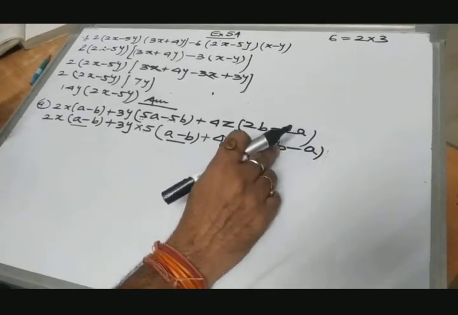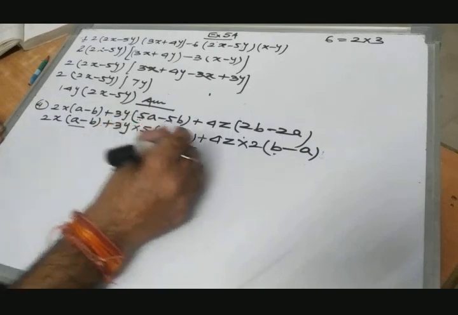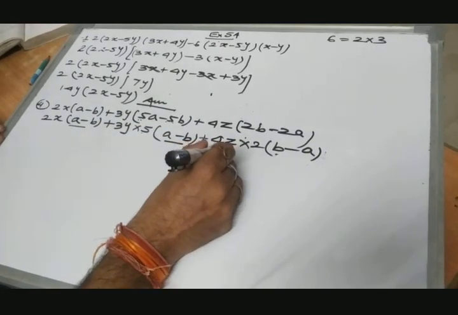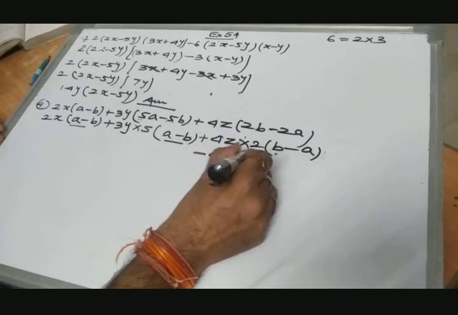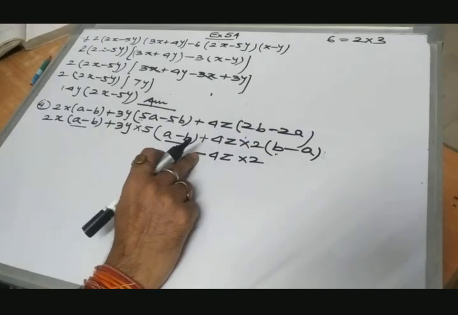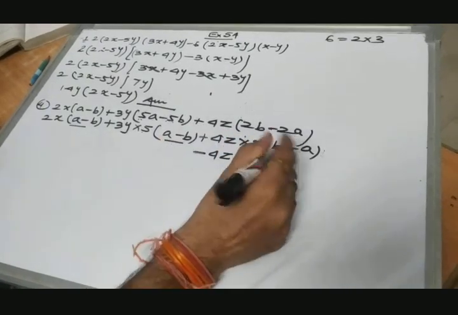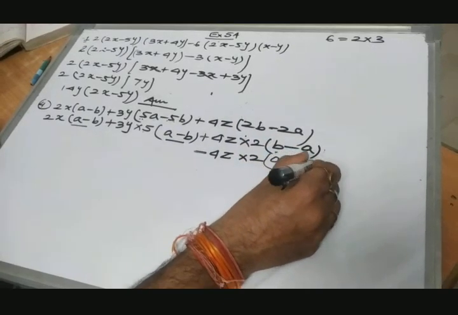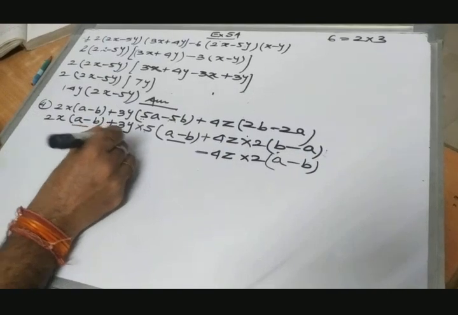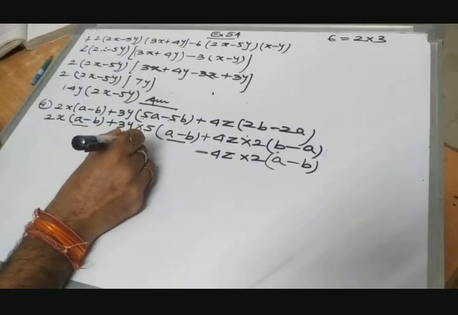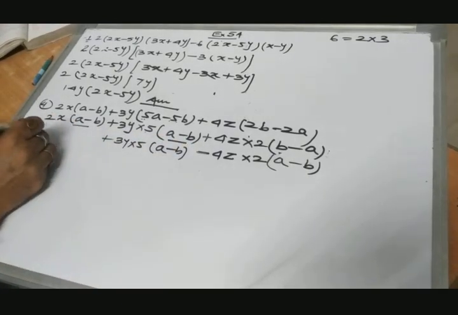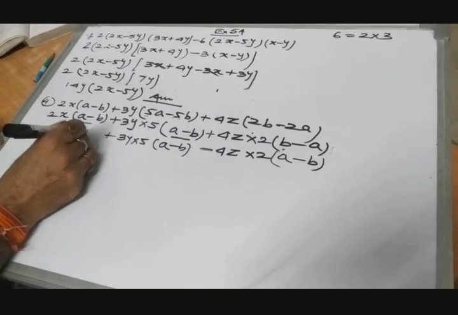To convert into b positive and a negative, here we take the minus sign as common, so it converts into 4z into 2. When we take the minus sign as common, the sign will be changed. A converts into positive a and b converts into positive b. The other terms are left the same, copied as they are. And this also 2x a minus b.